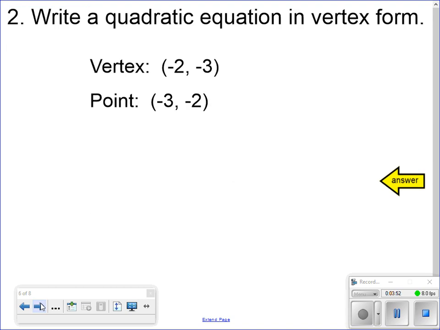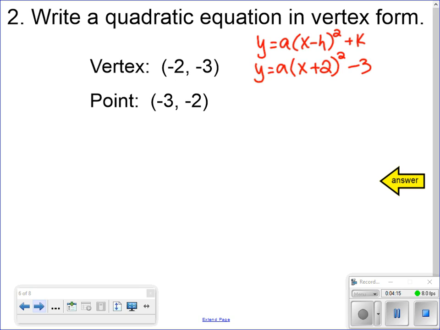Here we're going to write the quadratic equation in vertex form. Remember that vertex form is y equals a(x minus h) squared plus k. My vertex is (-2, -3). So when I substitute that in, that's going to give me x plus 2, since I'm putting in a -2 there, minus 3, since I'm putting in a -3.